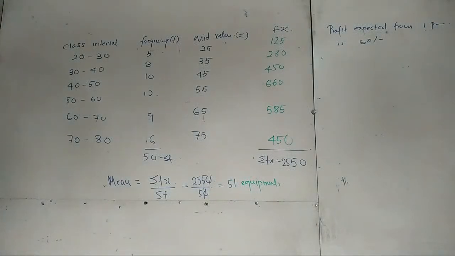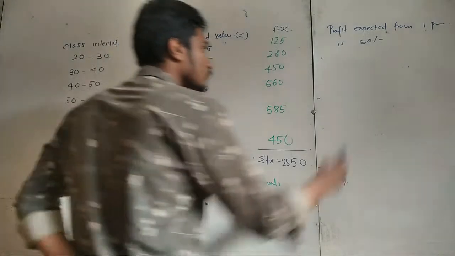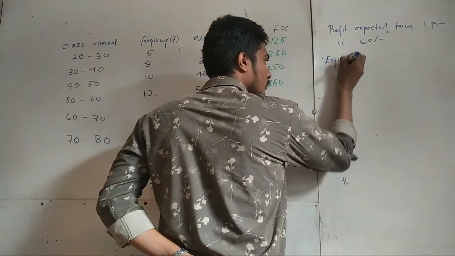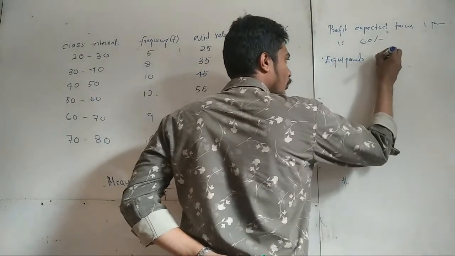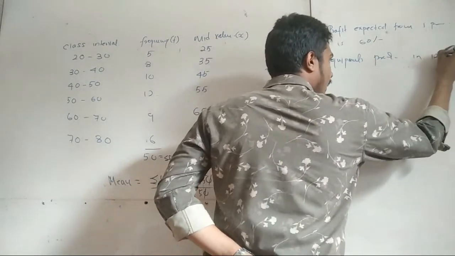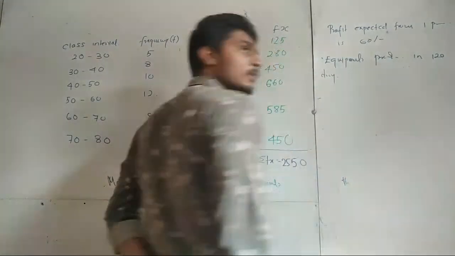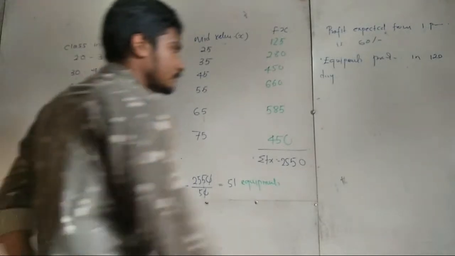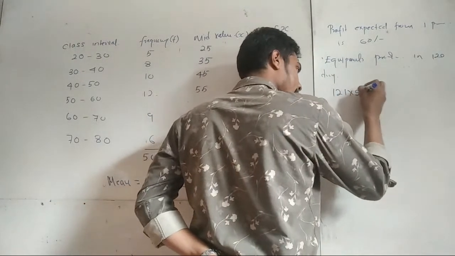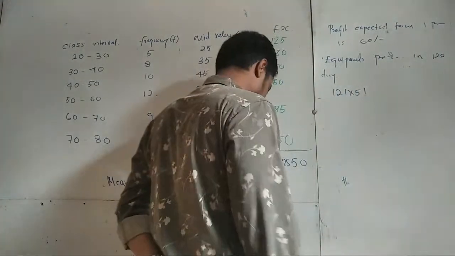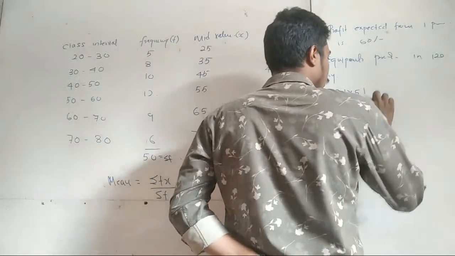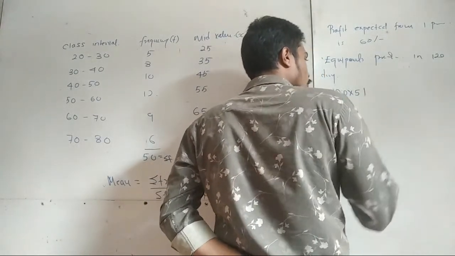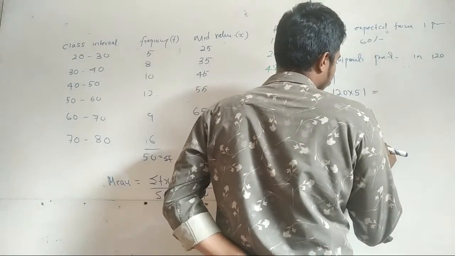He is trying to work for 120 days, no? Right? Equipments produced in 120 days, how much is that? 120 into 51. 51 equipments, no? So 120 into 51. So that will be equal to how much?